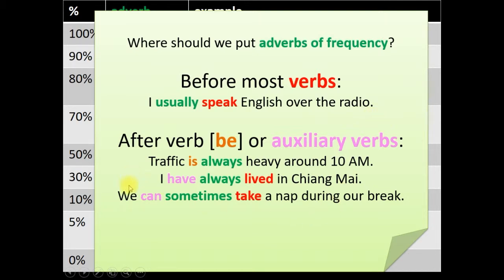Same here. We can sometimes take a nap during our break. What's the verb? Well, again, we have two verbs. Can, take. So here we have a modal verb, which is a type of auxiliary verb, before we have our present simple verb of take.